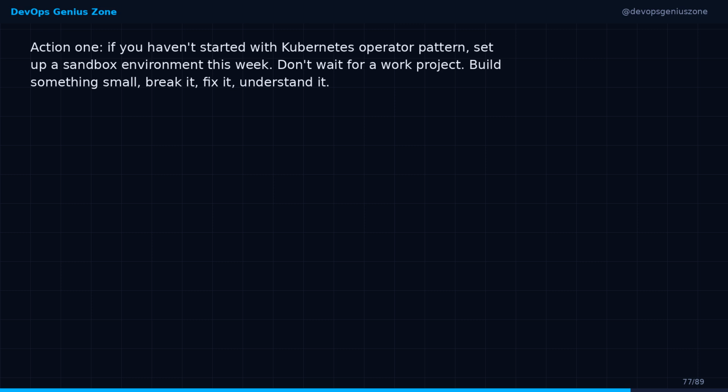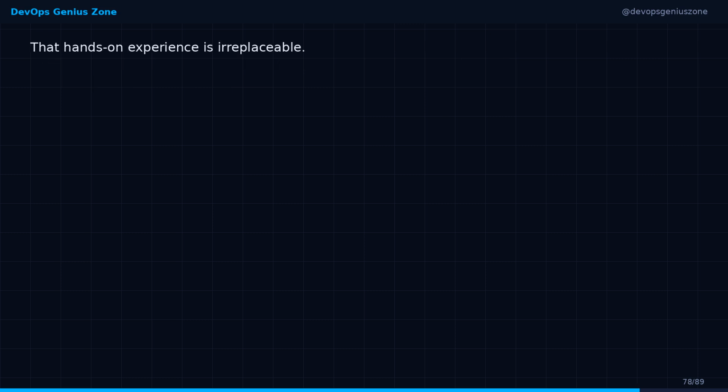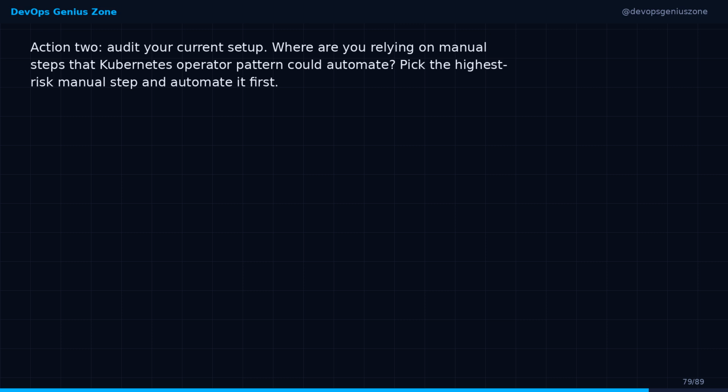Here is your action plan. Do not just watch this video and move on. Take one concrete step in the next 24 hours. Action 1: If you haven't started with Kubernetes operator pattern, set up a sandbox environment this week. Don't wait for a work project. Build something small, break it, fix it, understand it. That hands-on experience is irreplaceable.